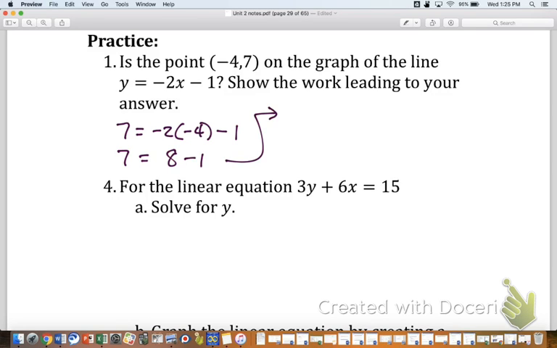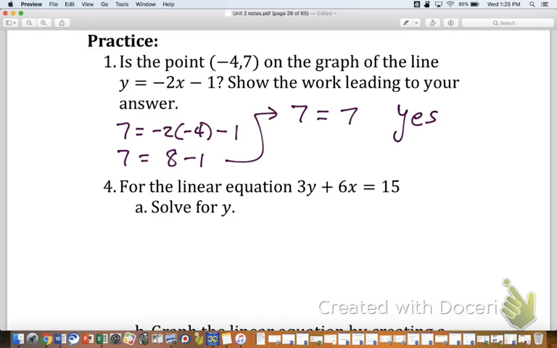Wow, look at this. 8 minus 1 is 7. That is true. 7 does equal 7. So the answer would be, yes, that point is on the line. The reasoning there would simply be because when I plugged it in, it created a true equation as opposed to a false equation, like 10 equals 7 or something along those lines. Does that make sense? Do you have any questions?